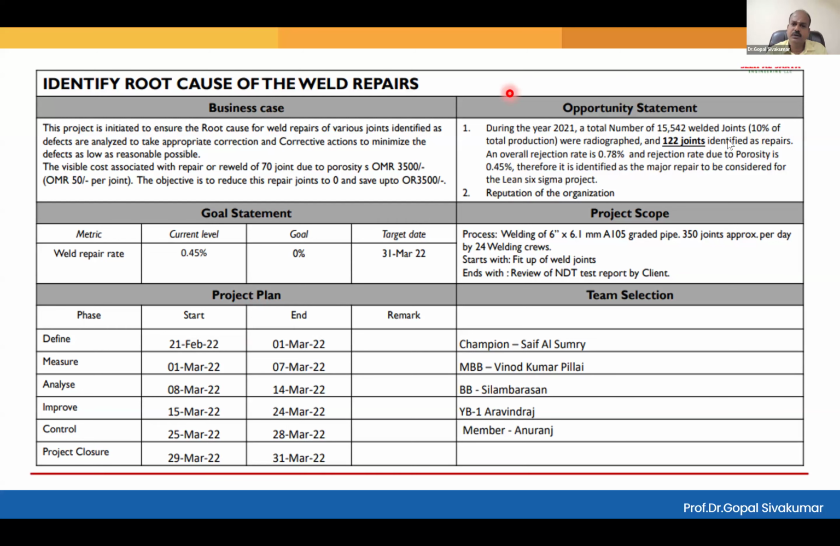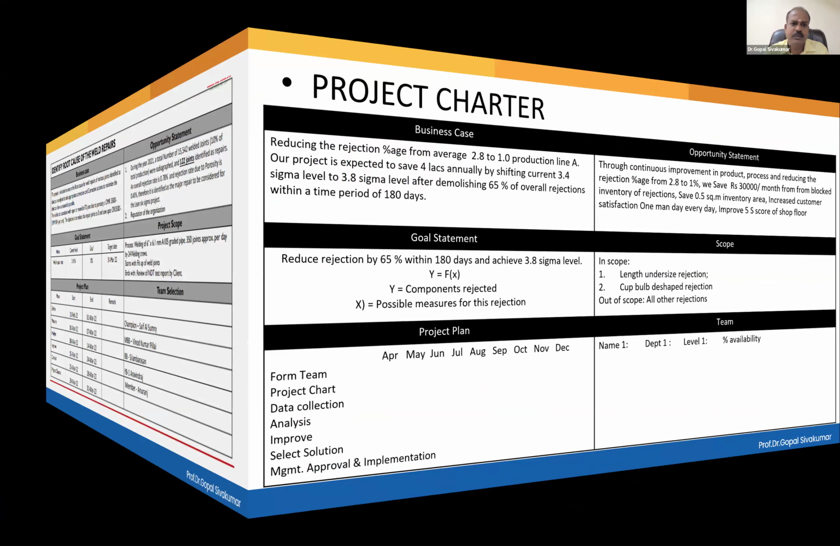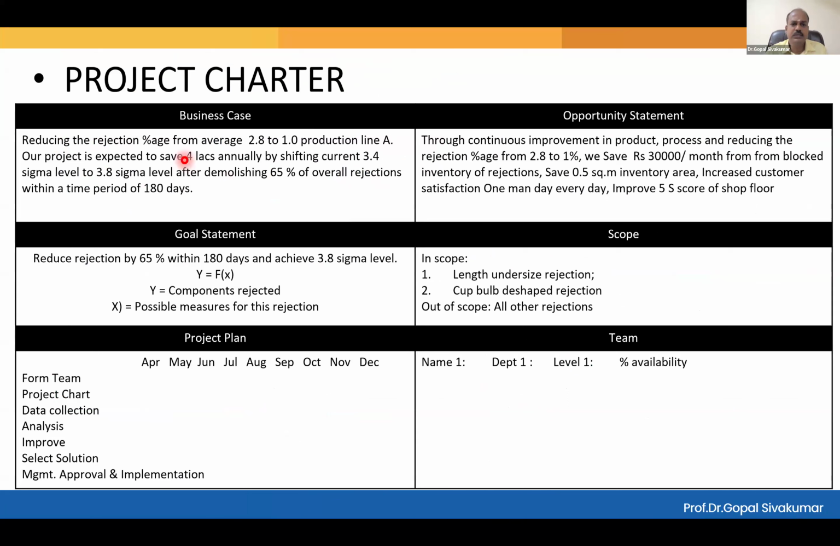So he worked on reducing the welding defects, in Oman Riyals. So that's why his business case is appearing in Oman Riyals, and welding repair rate from 0.45 to 0, similar to our project, right? And you can read this in the slides given. People who belong to manufacturing, particularly welding, you can better appreciate. And this is another example, reducing the rejection rate from 2.8 to 1%. And this is in an engine manufacturing company in Chennai. So the same thing is written here.